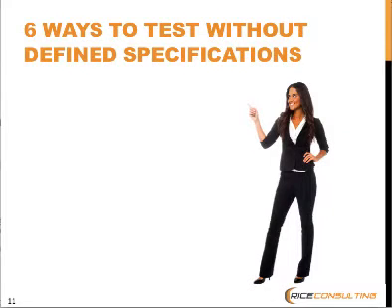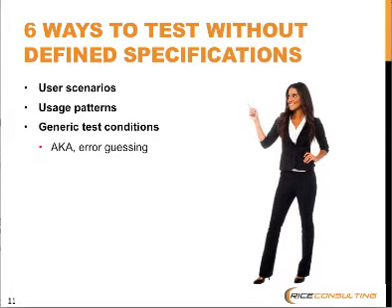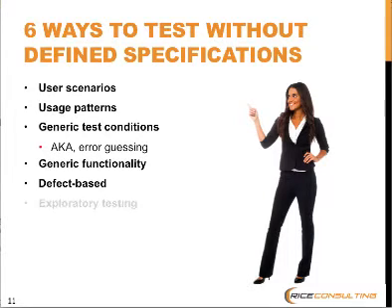So here are the 6 ways we're going to go through here real quickly. First of all, our user scenarios. Then we're going to talk about usage patterns, generic test conditions, which would form the framework of something like error guessing, generic functionality such as add, change, deletes, and these are the things that you can see in nearly every application. Common functionality. We're also going to talk about defect-based techniques for testing, as well as exploratory testing.